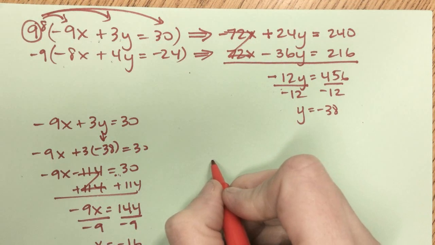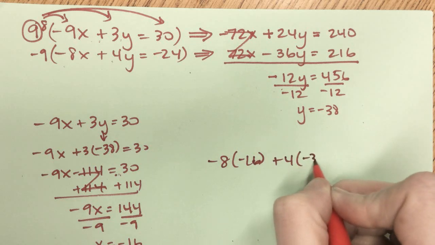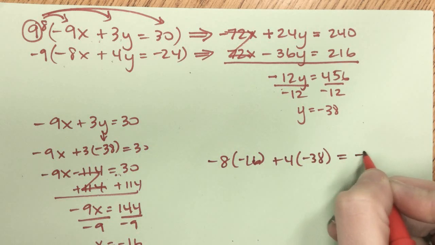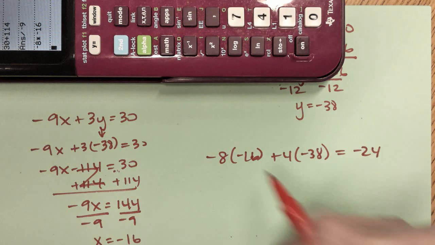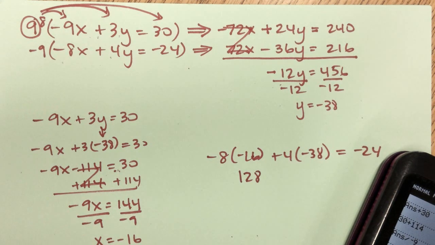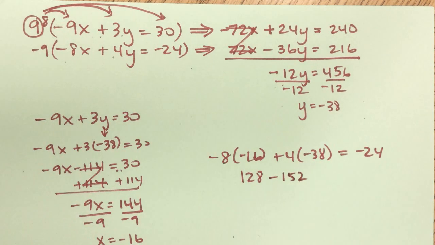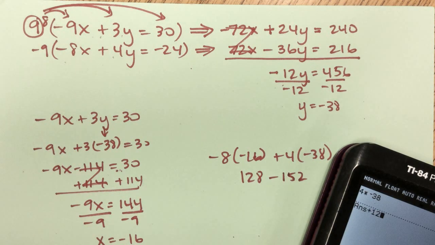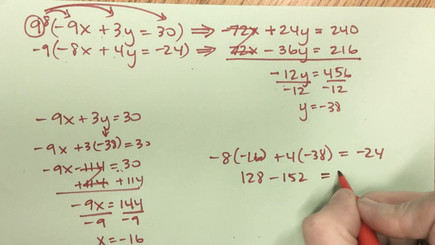Okay, so I have negative 8 times negative 16 plus 4 times negative 38 should equal negative 24. Okay, let's see what happens. Negative 8 times negative 16 is 128. 4 times negative 38 is negative 152. Negative 128 minus 152 is negative 24.